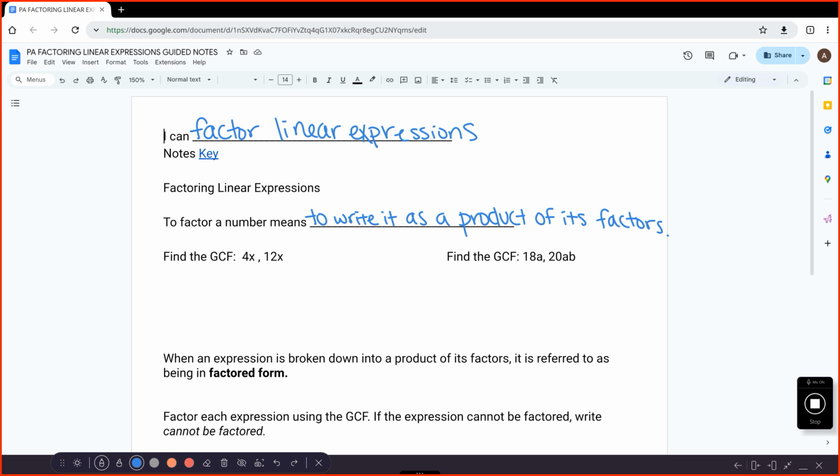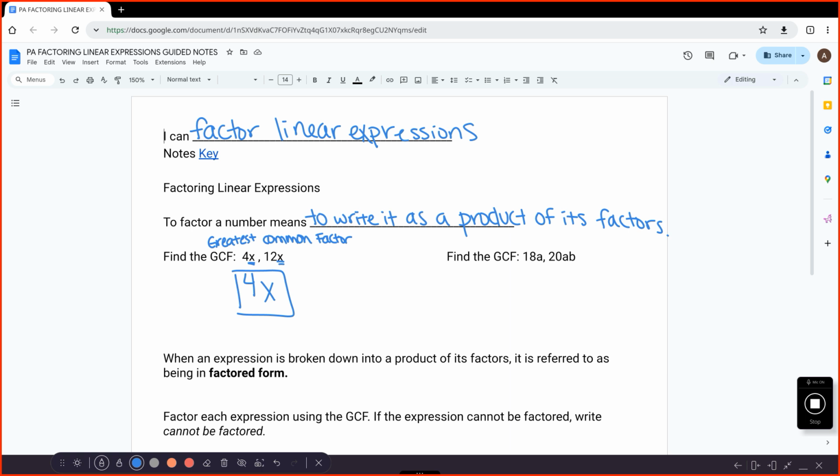So the biggest number that you can divide 4 and 12 by is 4. And then you'll notice that both of them have an x. So the GCF here is 4x, the greatest common factor, right? That's what GCF stands for. Both of those numbers can be divided by 4 and divided by x.